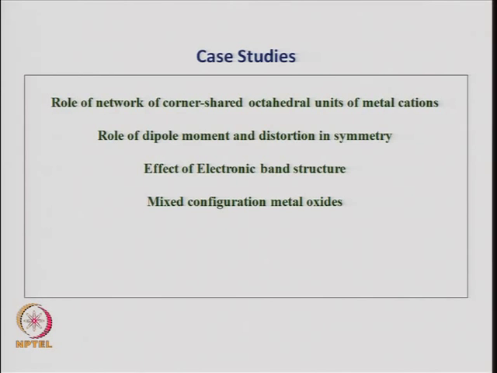Now, let us look at a few other case studies, where we will see what is the role of the network of corner shared octahedral units of metal cations. So, we will see when you use metal oxides other than TiO2, why they are photocatalysts in certain cases, especially when you have corner shared octahedra, which shows high photocatalytic efficiency. Then what is the role of the dipole moment and distortion in symmetry, and how it affects the photocatalytic properties. Then the effect of the electronic band structure, that is the overlap of the orbitals of the metal oxides. If there is good overlap, the bands will become broad and things will be different. So, the effect of overlapping of orbitals leading to changes in the electronic band structure. Then what happens when you have a mixed configuration of metal oxides. So, we will look at some of the cases which have these different properties.